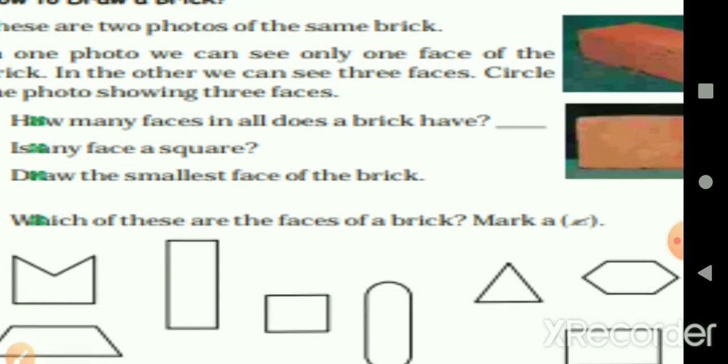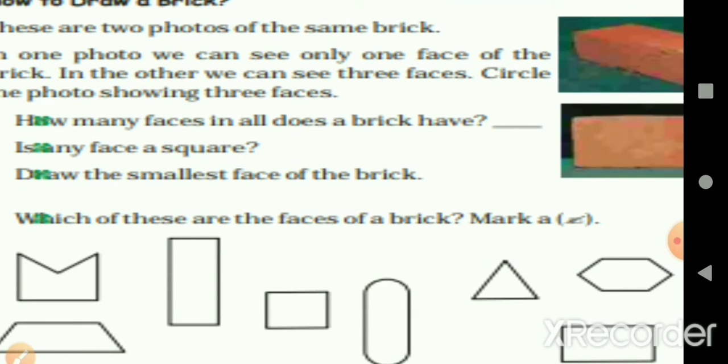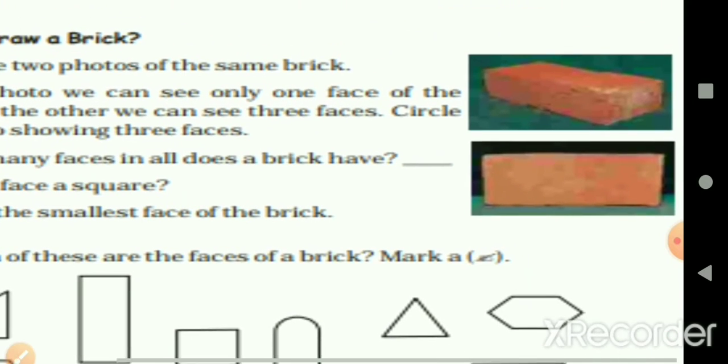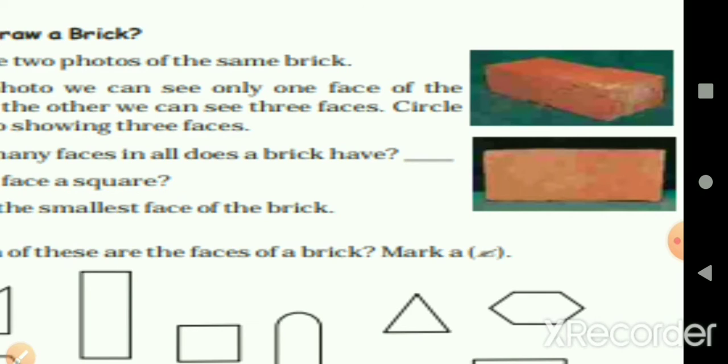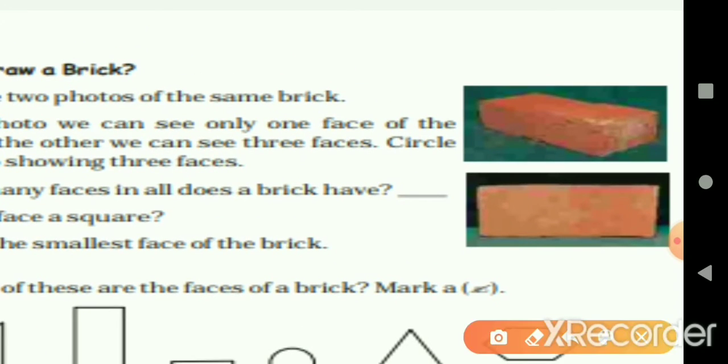Look at the first question: how many faces in all does a brick have? Can you tell me how many faces a brick has? Yes, good. Now look, we count it, 1, 2, 3, at this side 4, 5, and under the second it is 6. So we write here 6 faces of a brick.